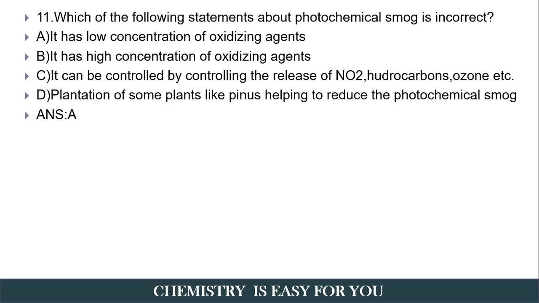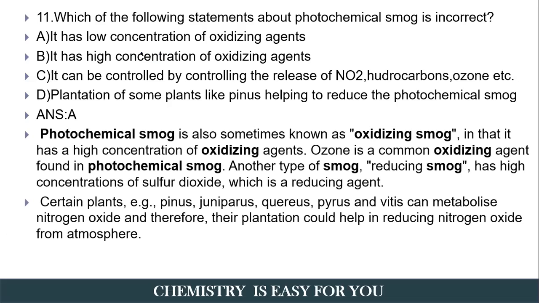It is wrong because photochemical smog has a really high concentration of oxidizing agent, and it can be controlled by controlling the release of NO2, hydrocarbons, ozone, etc., because these are the primary and secondary pollutants present in photochemical smog. We have already discussed this in the first few questions. Photochemical smog is sometimes also called oxidizing smog, and it has a very high concentration of oxidizing agent. Ozone is a common oxidizing agent. There is also reducing smog, which has a high concentration of sulfur dioxide, a reducing agent. So this is some related information.